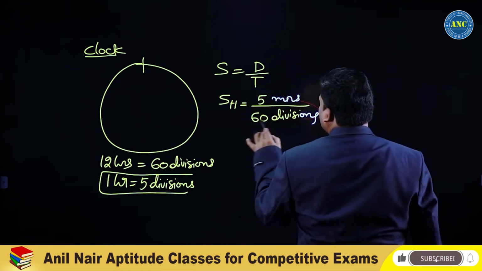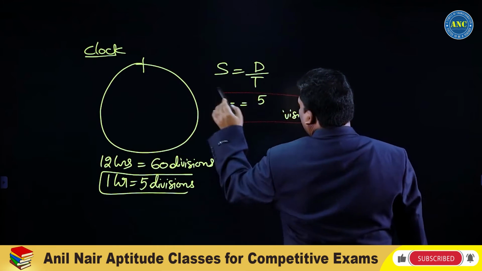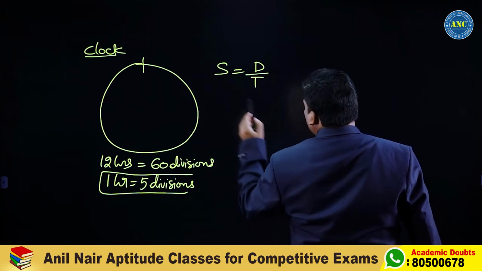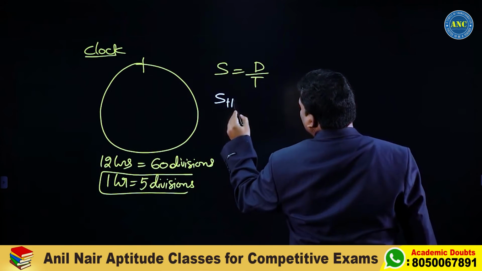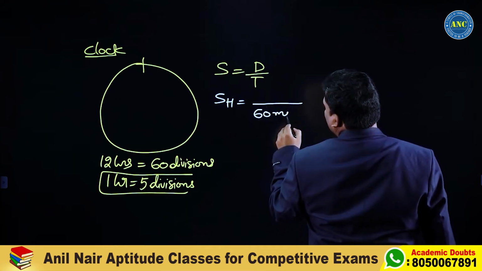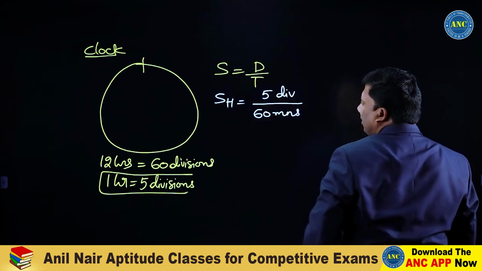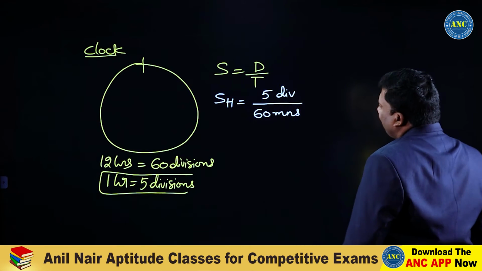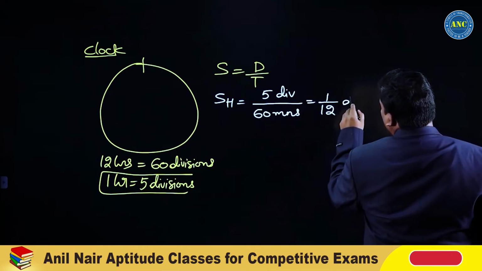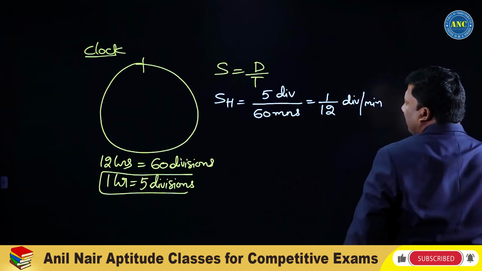Now what we'll do is, we will write like this so that it will be clear. Speed of hour hand, h is hour hand. In 1 hour, 60 minutes will be there. In 1 hour it will travel 5 divisions. 5 divisions by 60 minutes. It is 1 by 12 division per minute.